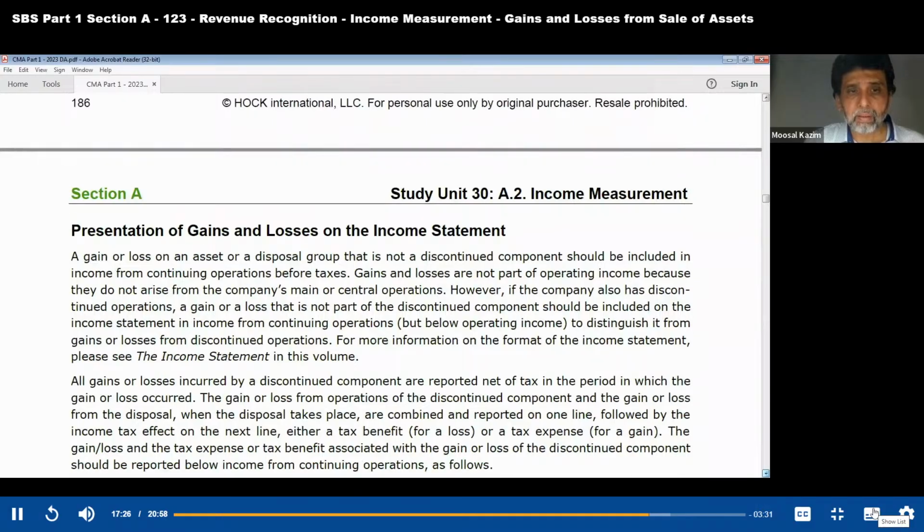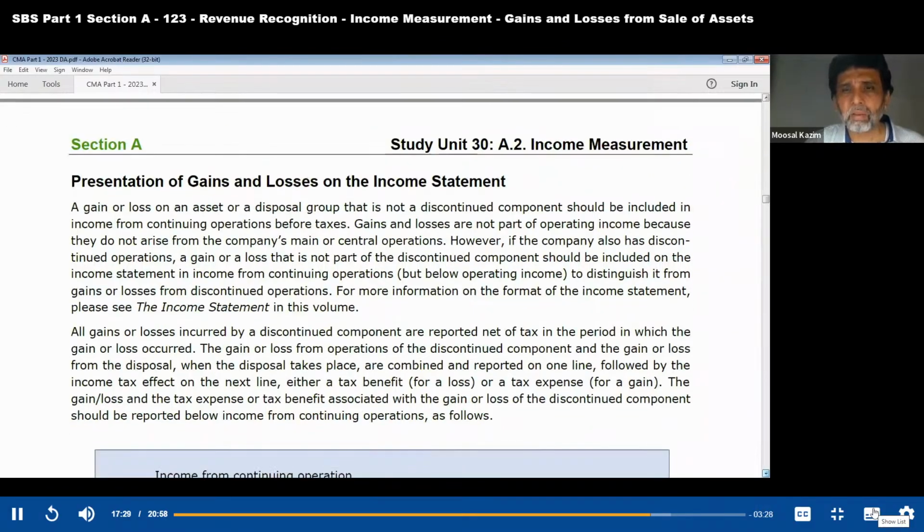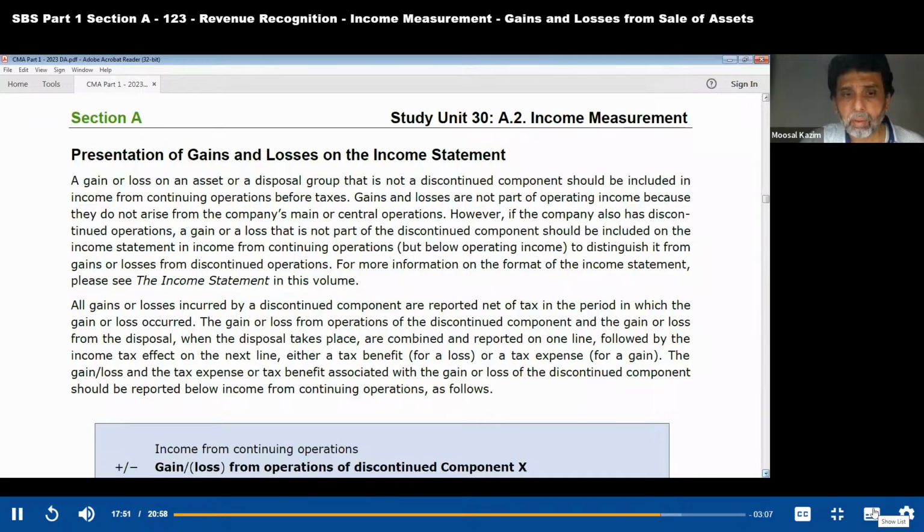So how do you present the gains and loss on the income statement? It is not a part of operating income, as simple as that. Okay. And suppose it's a part of the plan to sell a component of the business, a segment of the business, then it should be shown as a part of discontinued operations. In the discontinued operations, the income or loss of the operation should be shown along with the gains or losses from the sale of the segment's assets. It can be grouped as one line item.